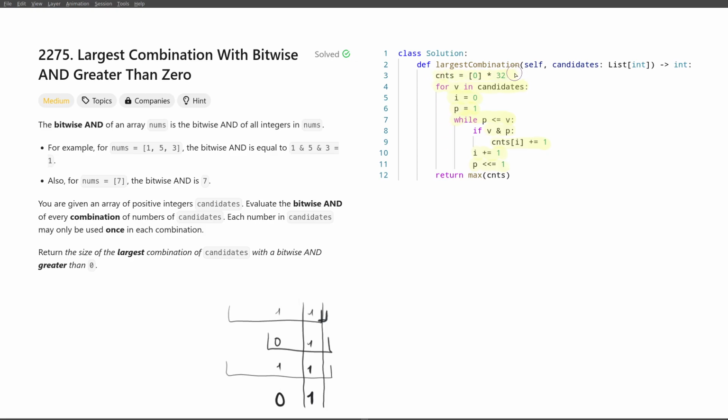At the end, over all those counts, we return the maximum, because the count at index 0 is how many numbers have the first bit from the right set, so the earliest bit. The next count value is for the next bit, and so on.